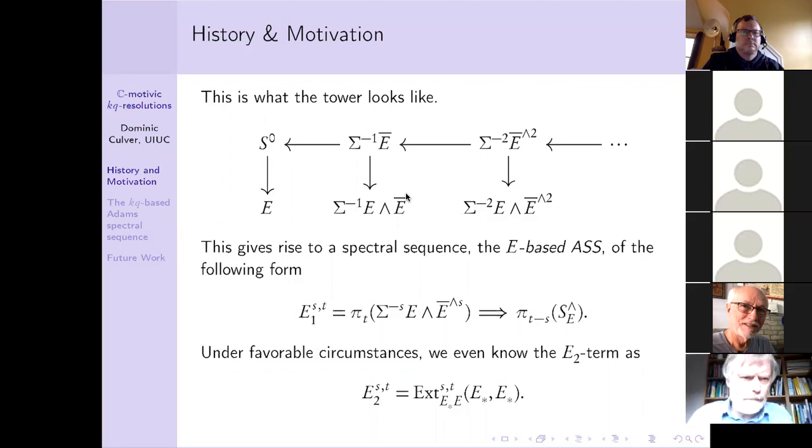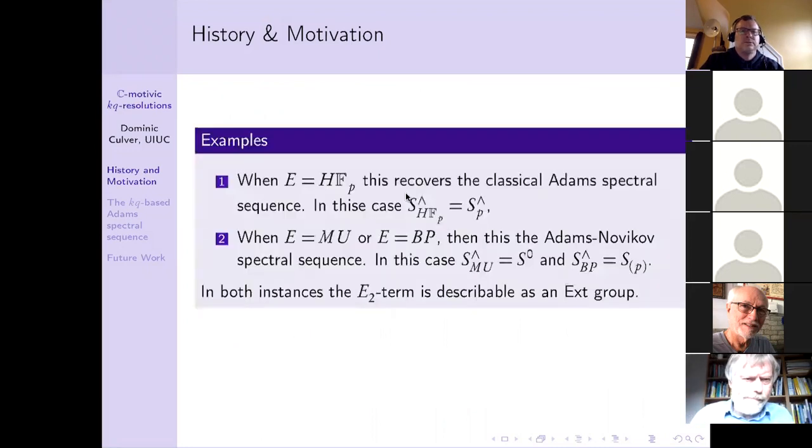There are several examples that you are probably very familiar with. Probably the most notable example is the case when E is the mod P Eilenberg-MacLane spectrum, in which case you get the usual Adams spectral sequence. This is what Adams actually considered first. In this case, the abutment is the homotopy of the P-complete sphere.